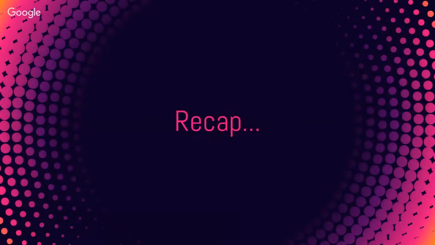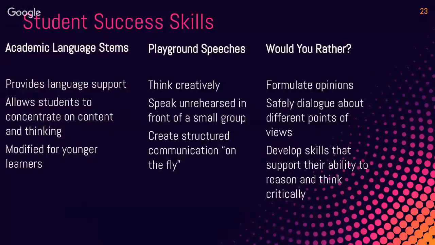So just as a recap, we had three big strategies that we did, and the academic language stems really fell within each of the other two. We had the academic language stems. That language support allows students to concentrate on the content and thinking and have that anchor for a response. It can also be modified for young learners.